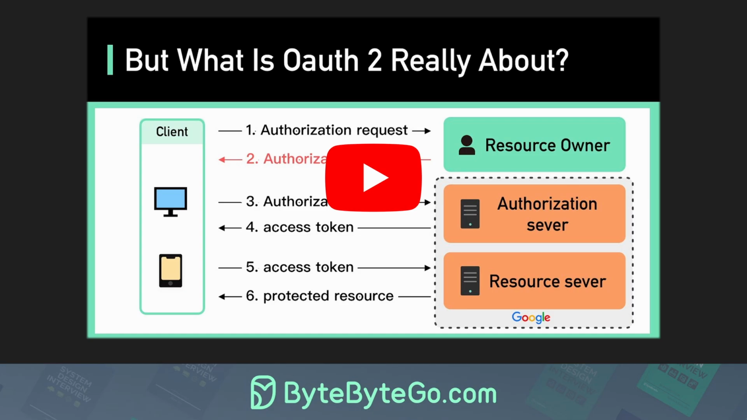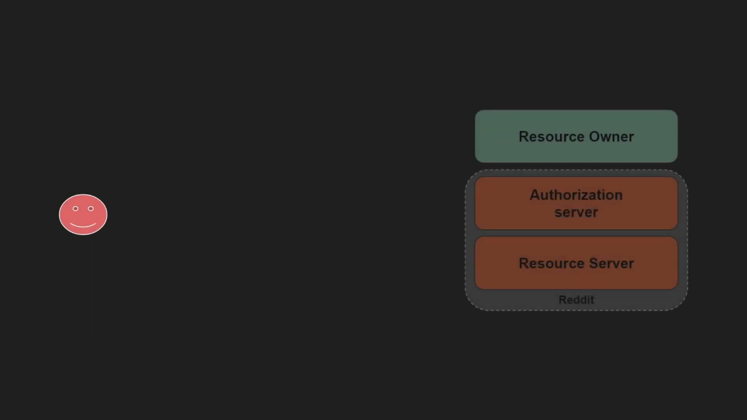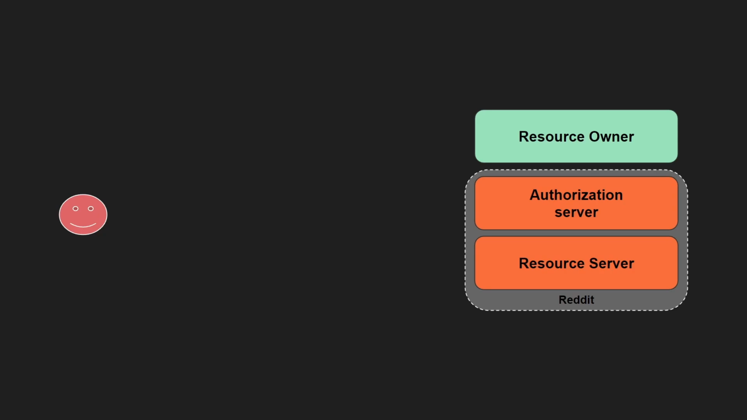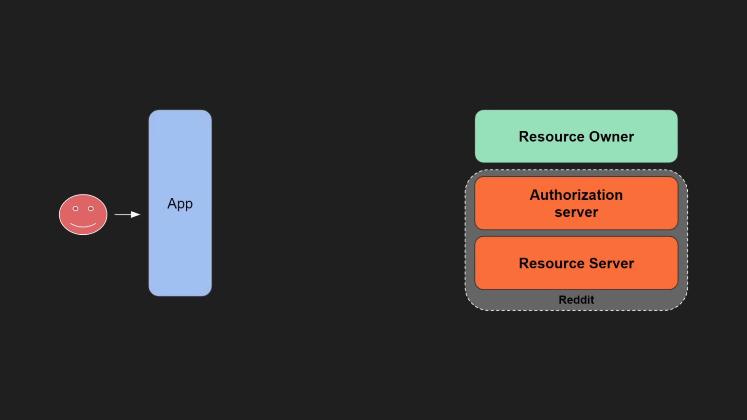But in short, we are the user who wants to access some protected Reddit content. And we can do it using the app we just created before. The app starts an authorization request by sending the user to the authorization URL, where they are shown what parts of their account the app wants access to, based on the requested scopes.